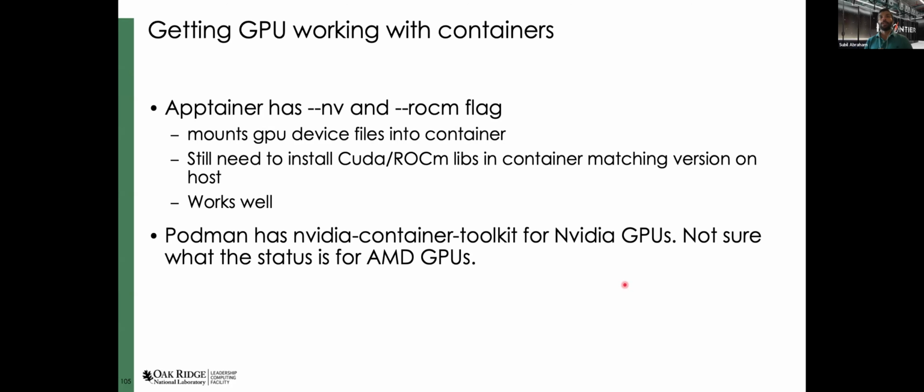Podman has a utility called NVIDIA Container Toolkit that gives containers, or applications inside containers, access to the NVIDIA GPUs on the host. I don't know the status, and I don't know if there's an equivalent for AMD GPUs, but I know for NVIDIA GPUs that does exist, and I believe it works successfully.